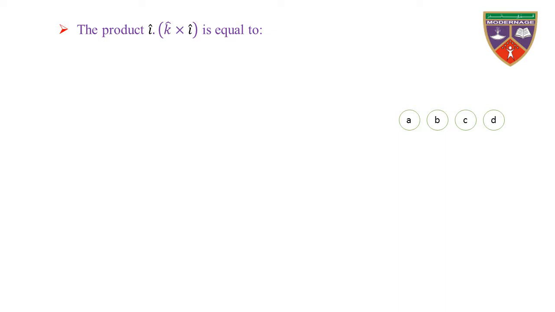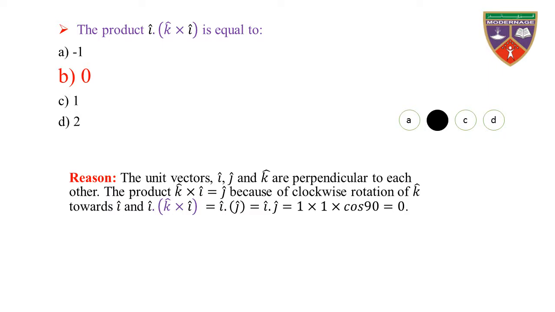The product I unit vector dot K unit vector cross I unit vector is equal to: option A, -1; option B, 0; option C, 1; option D, 2. The key is 0. Therefore, the correct option is B. Reason: the unit vectors I, J and K are perpendicular to each other.